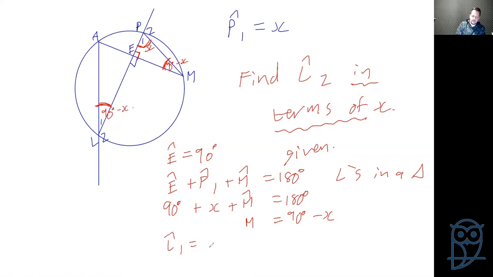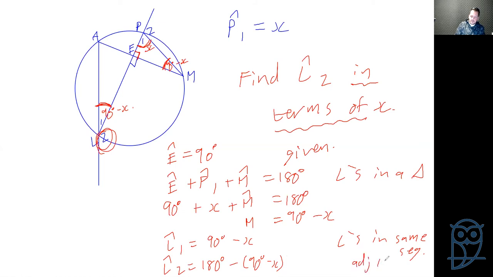So I know that L1 equals 90 minus x, angles in same segment. And then this is the one that I'm trying to solve for. Now, since I know what L1 is, it's going to be far easier because I know that L2 is 180 minus the 90 minus x. And the reason for that is adjacent angles on a straight line. So 180 minus 90 gives me 90, and minus x gives me plus x. And that is my answer for L2 in terms of x.